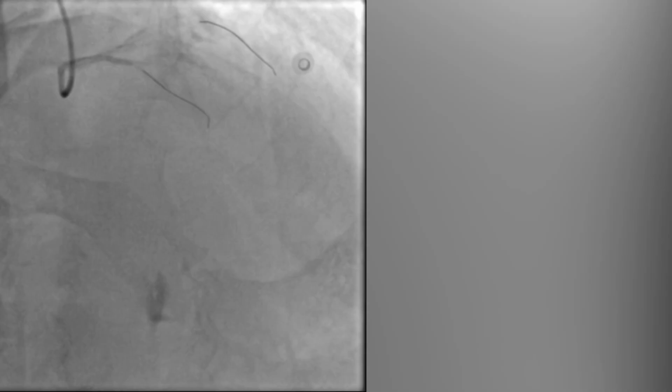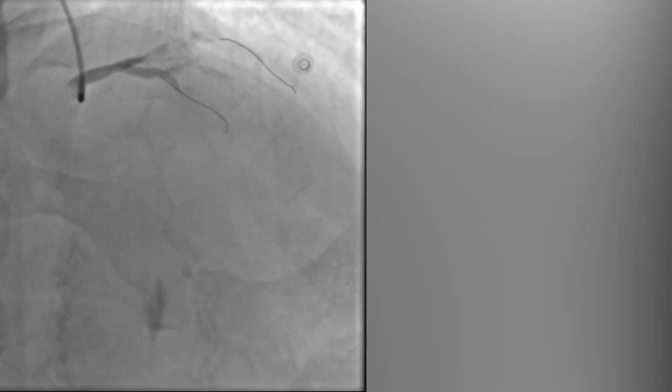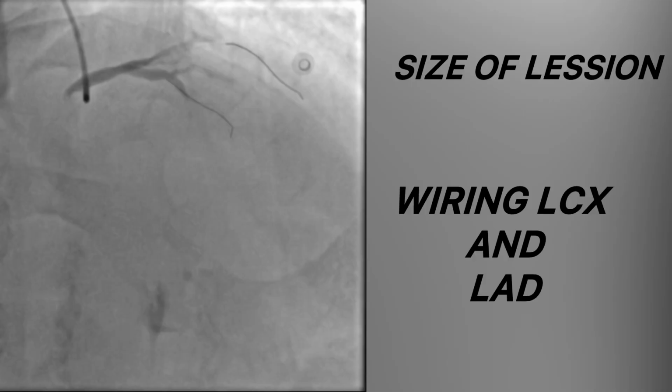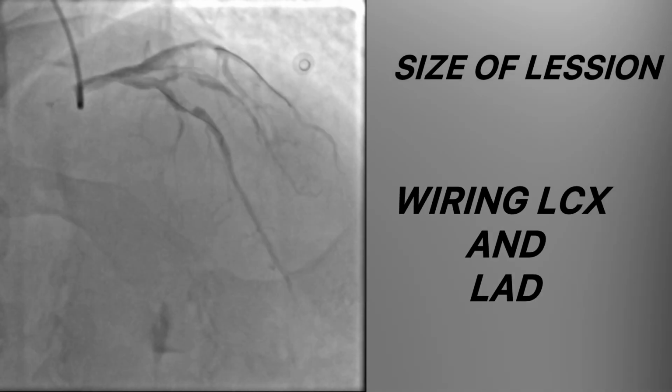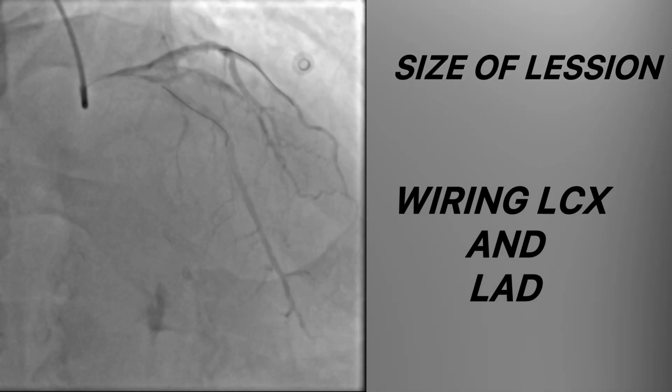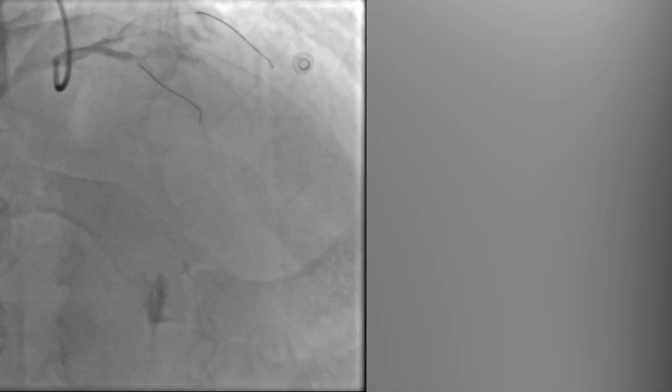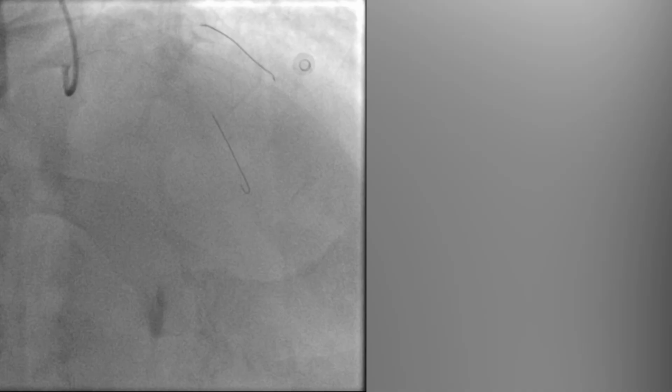Following a comprehensive anatomical assessment and treatment planning, the decision was made to proceed with a PCI targeting the critical LAD lesion, and the interventional equipment was promptly prepared. To enhance guide catheter stability and facilitate the procedure, the LCX was wired first, followed by wiring of the LAD. Using the same wire, the lesion length was accurately assessed.